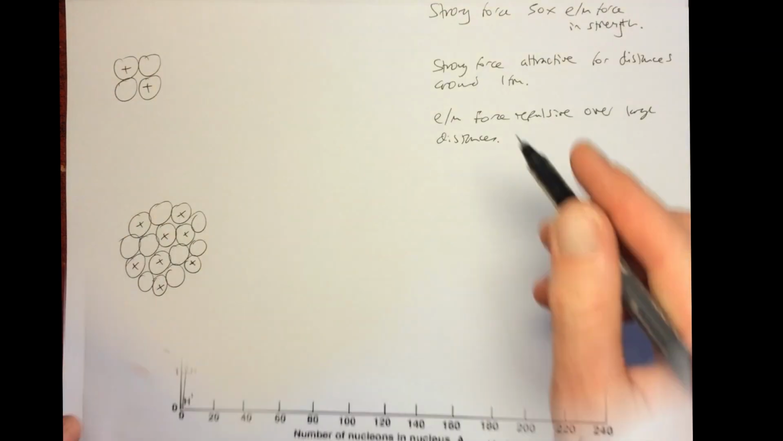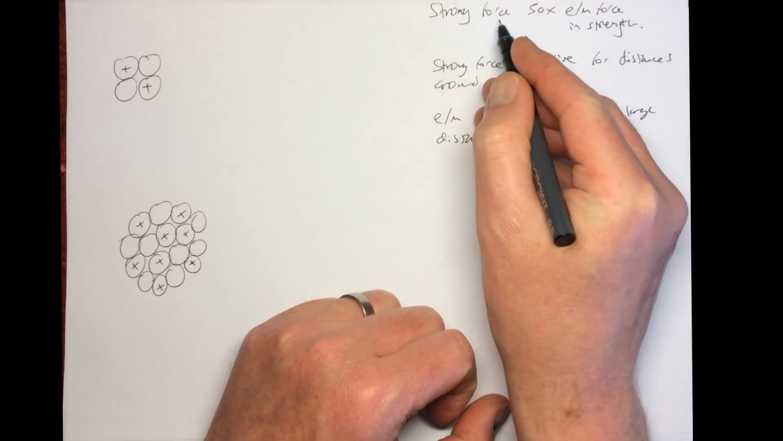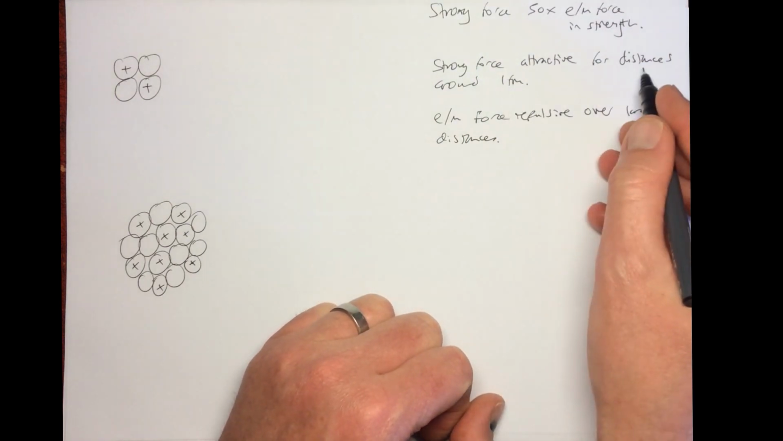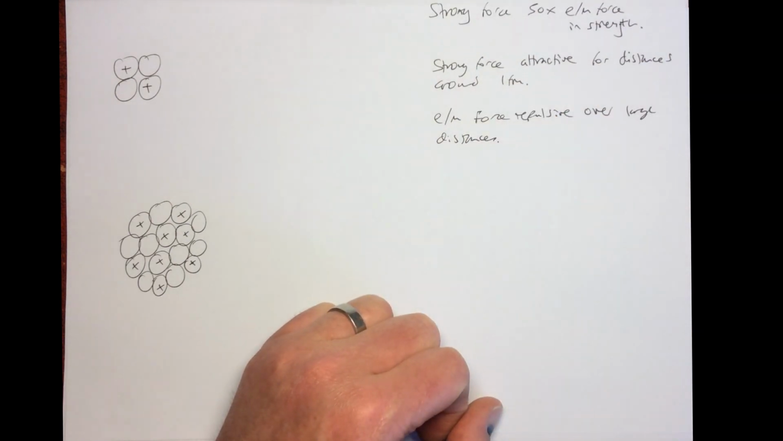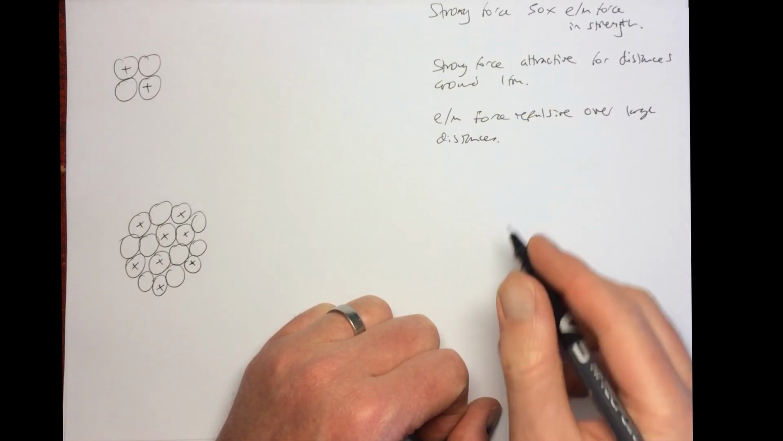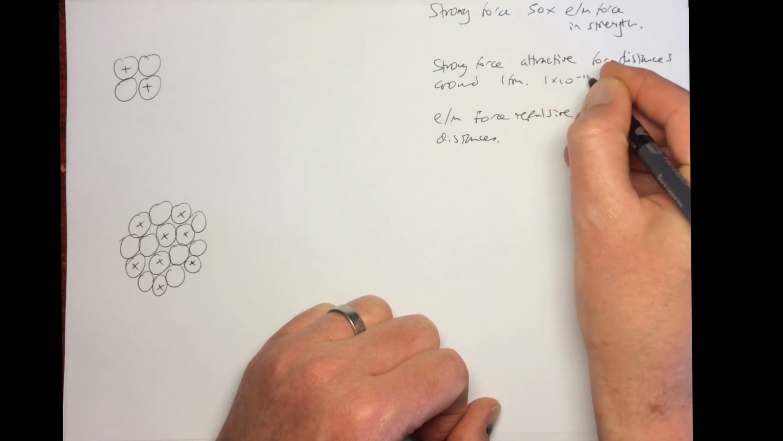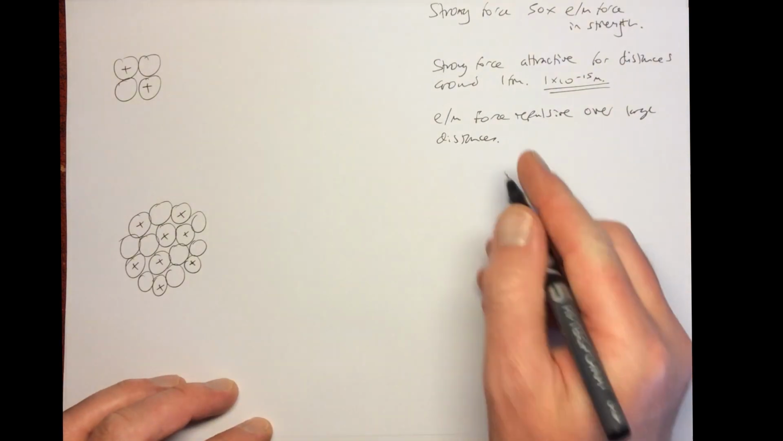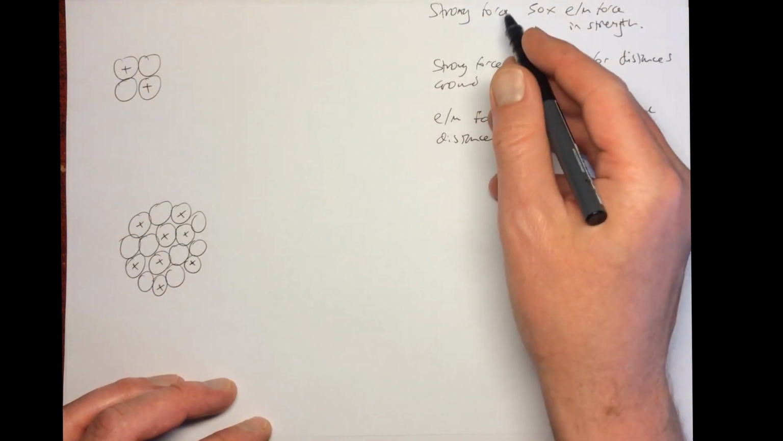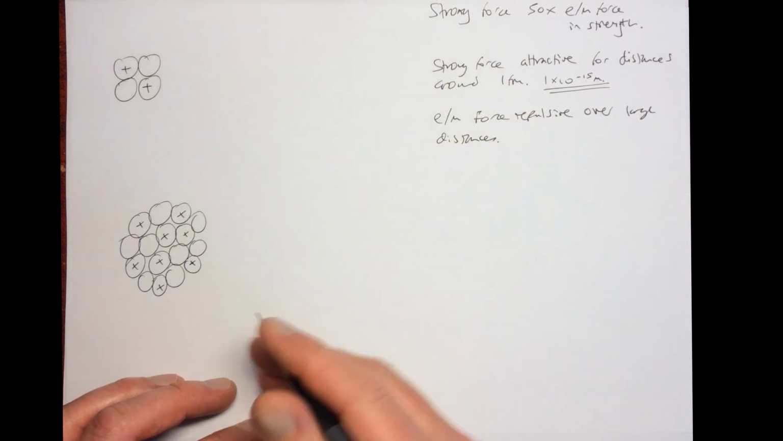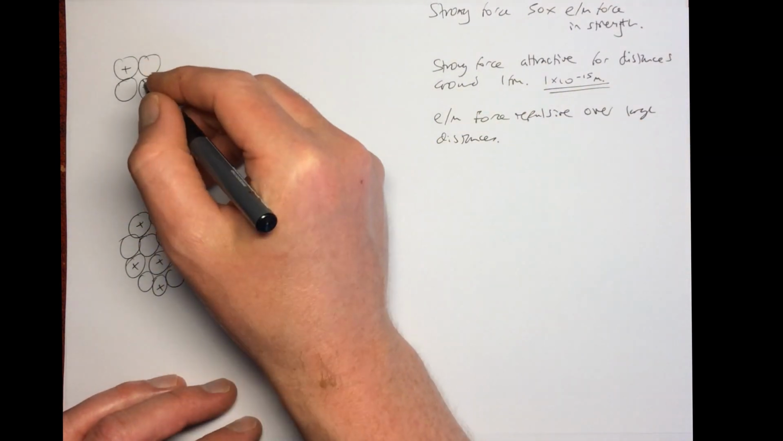The reason for that: the strong force, just to recap, is about 50 times the size of the electromagnetic force in strength. The strong force is attractive over distances up to about 1 femtometer, that's 1 times 10 to the minus 15 meters. The electromagnetic force is repulsive over very large distances. So although the strong force is greater than the electromagnetic force at small distances like this, the electromagnetic force can act over large distances. Right, so what's going on here?